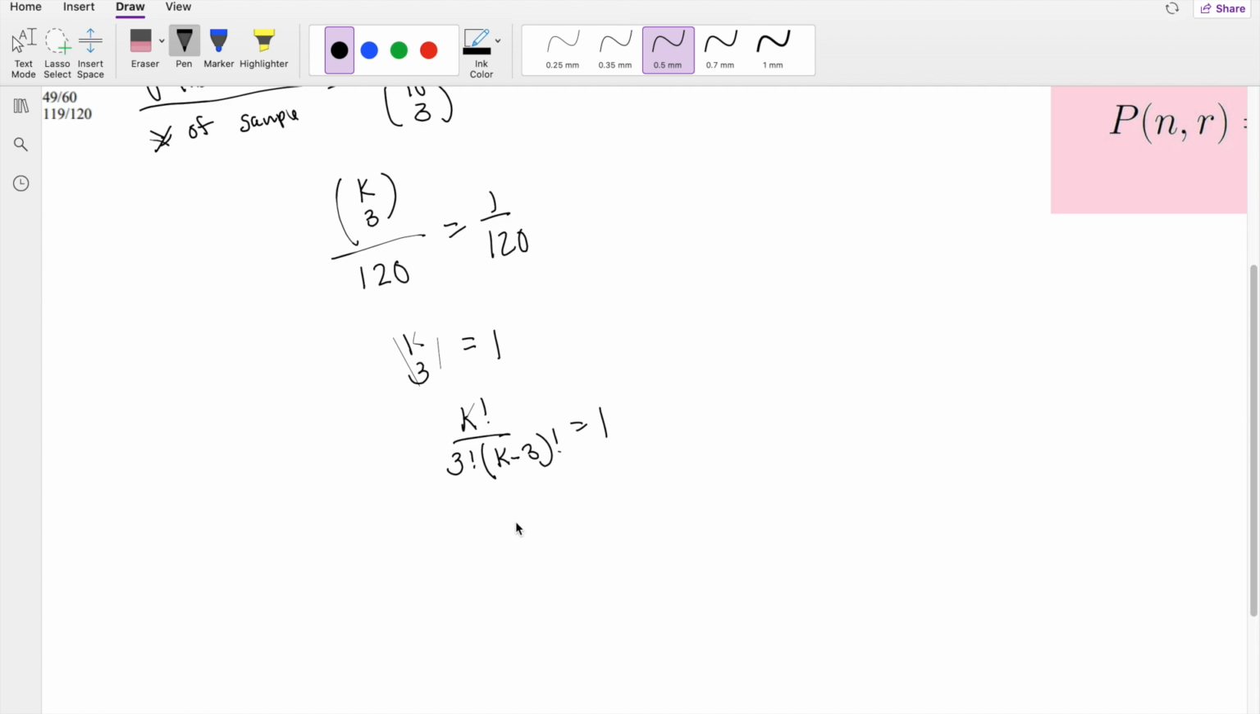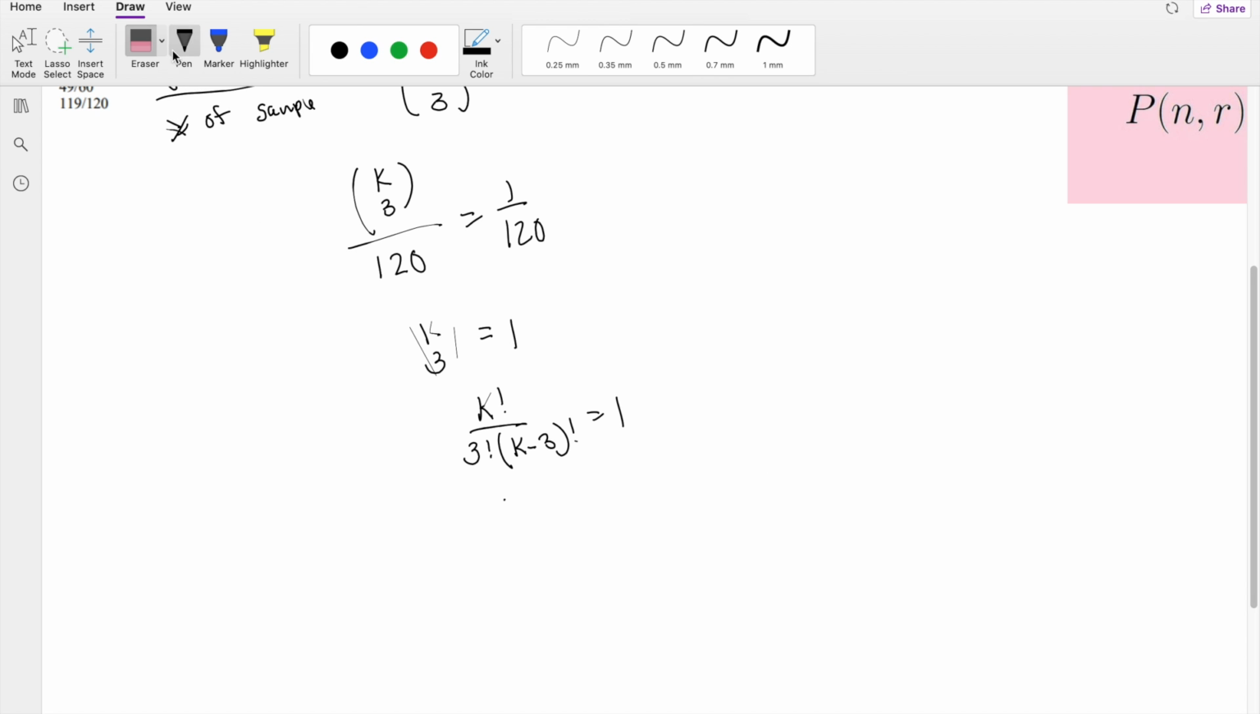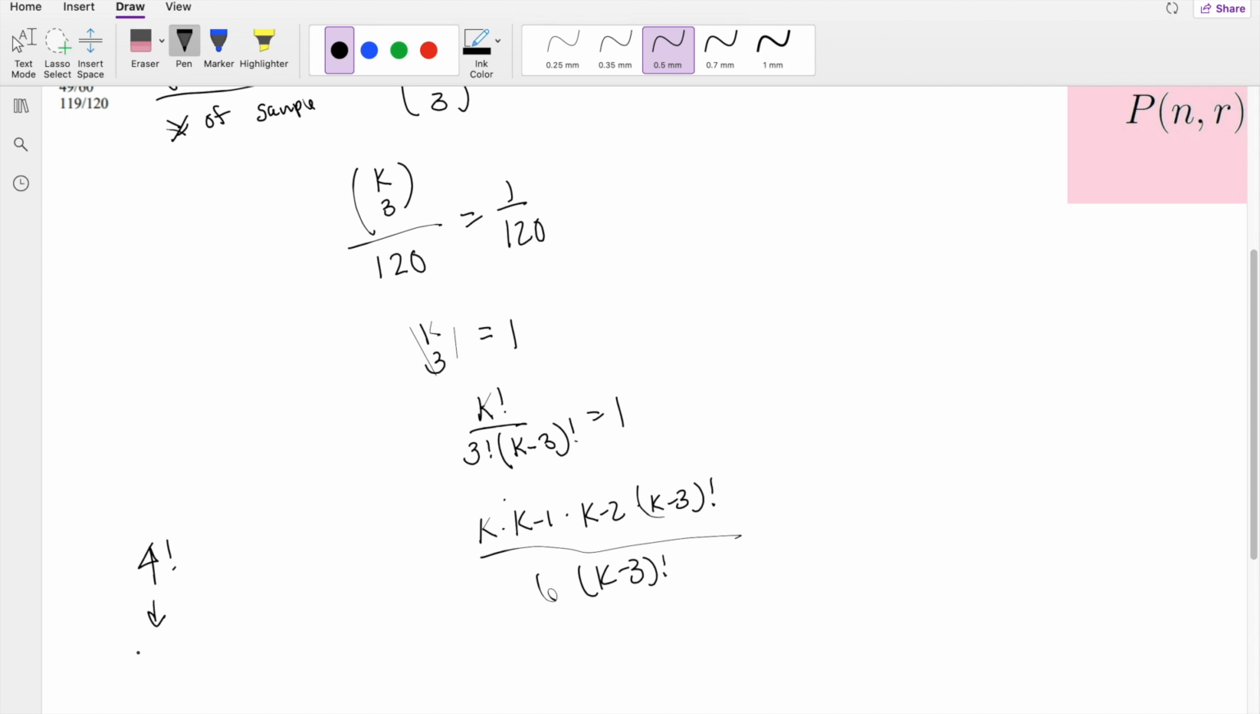3 factorial we know is 6. So the numerator could be broken down into k times k minus 1 times k minus 2 times k minus 3, and so on, factorial, over 3 factorial, which is 6, times k minus 3 factorial. You might ask, how did you get that part? Well, think about it. If it's 4 factorial, this is equal to 4 times 3 times 2 times 1. So each term is 1 less than the number before it. That's the same idea here. Once we get to a certain point, we can just say it's a factorial and cancel these out.